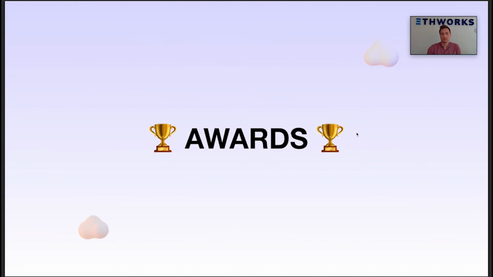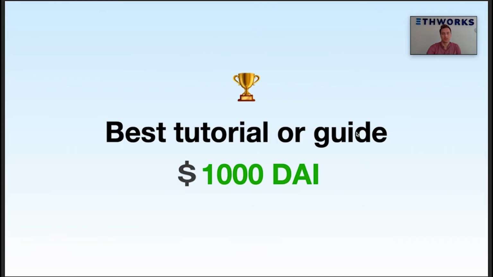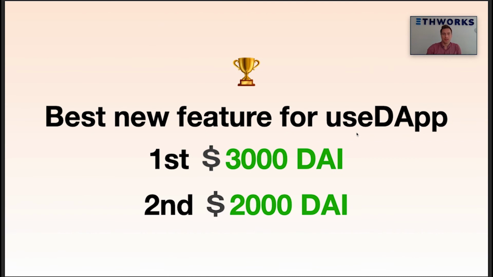And now, the most important part, let's talk about bounties. Let's talk about awards. So let's start with the Best Tutorial Guide Award. It is $1,000 in DAI that goes to the best tutorial or guide written for UseUp. That can be created on your own blog, but that can also be created as a pull request to ethereum.org. They have a great tutorial section, or it can be created as a pull request to our guides, to our documentation on UseUp.